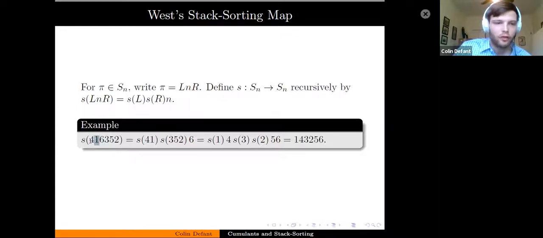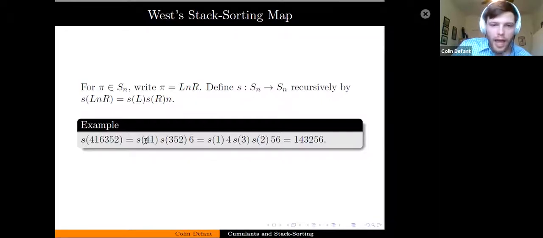6. So L is 41 and R is 352. So this is going to split up into S of 41, S of 352, 6. Then to figure out what S of 41 is, well, I actually have to define S on these sort of partial permutations like 41 and 352, but I'm doing the same procedure, so it's pretty much the same rule. Here, the biggest number is the 4. So L is empty in this case, and R is 1.